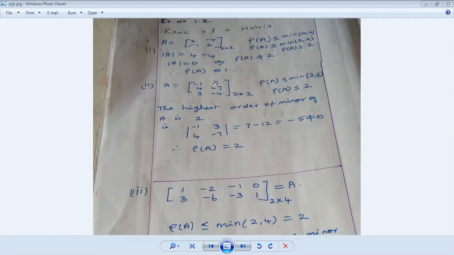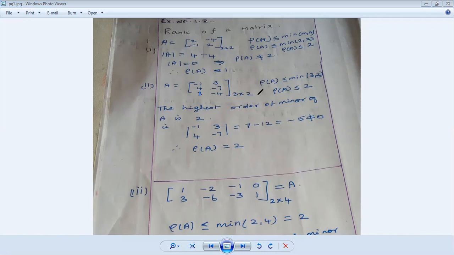So A equal to minus 1, 3, 4 minus 7, 3 minus 4. Here what is the order? How many rows are here? 3 rows are here. Then how many columns? 2 columns. So the order of the matrix is 3 by 2. You should read 3 by 2. Order of the matrix is 3 by 2, not 3 into 2. Okay, keep it in your mind.